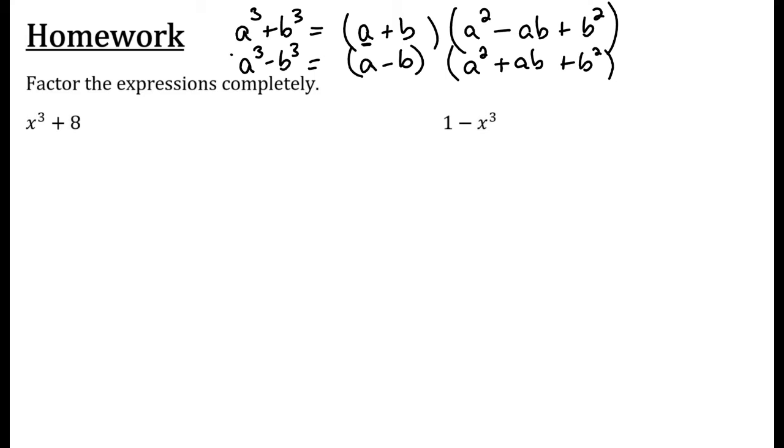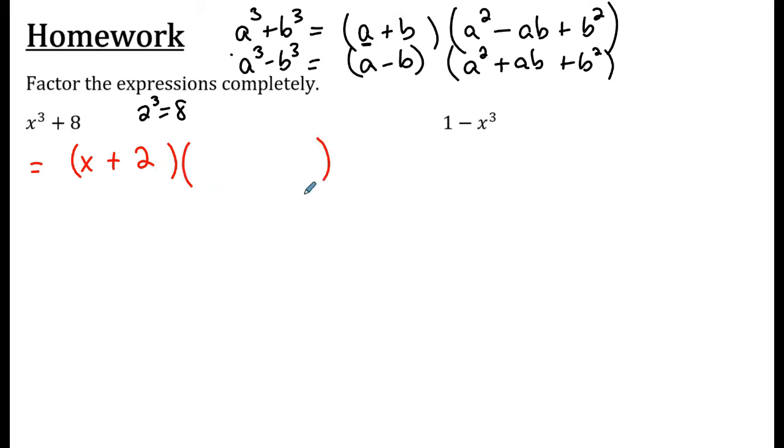So factor the expressions completely. So I have x cubed plus 8. Well, why is this the sum of perfect cubes? Because 2 cubed is 8. So what's my linear factor here? Well, what gives me x cubed? X plus 2, because 2 cubed gives me 8.